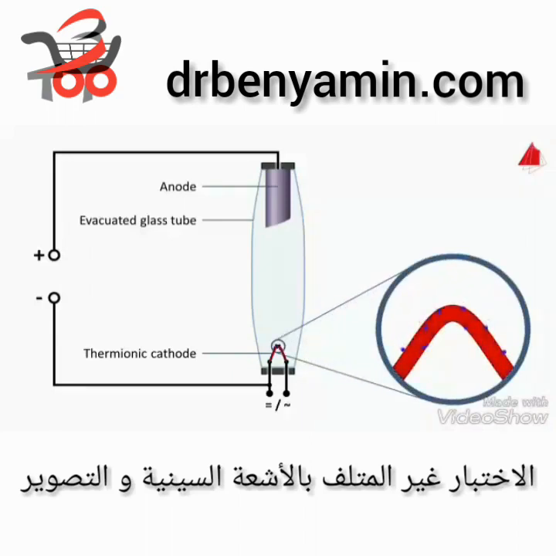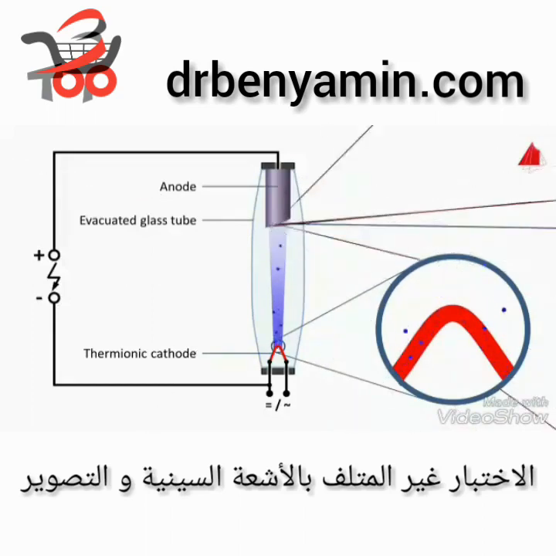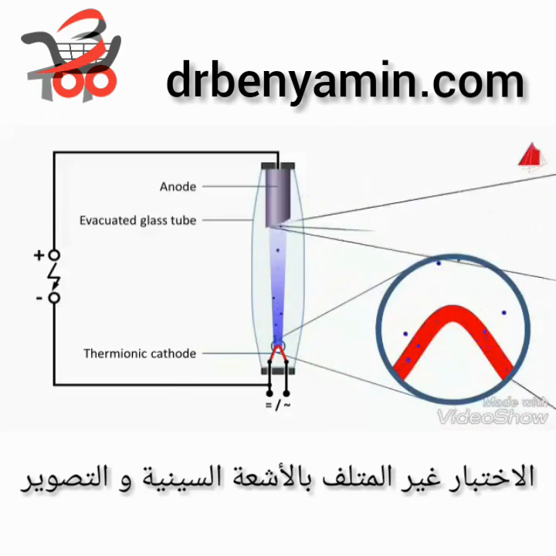The thermal movement enables some electrons inside the wire to leave the surface. This is known as thermionic emission. By switching on the high voltage, a strong electric field between the thermionic cathode and the anode is created. This strong electric field accelerates the emitted electrons towards the anode. An electron beam is formed.